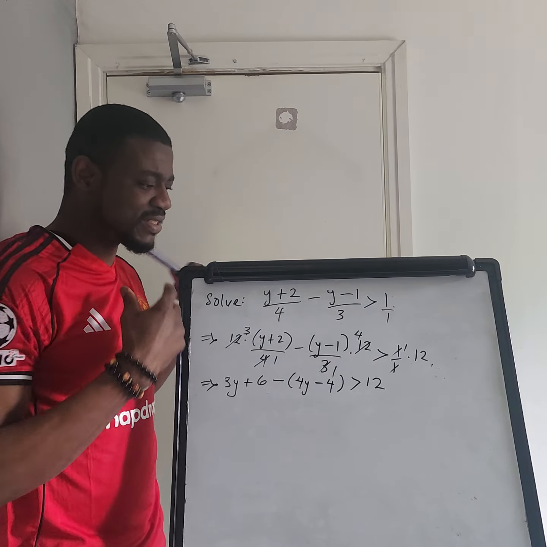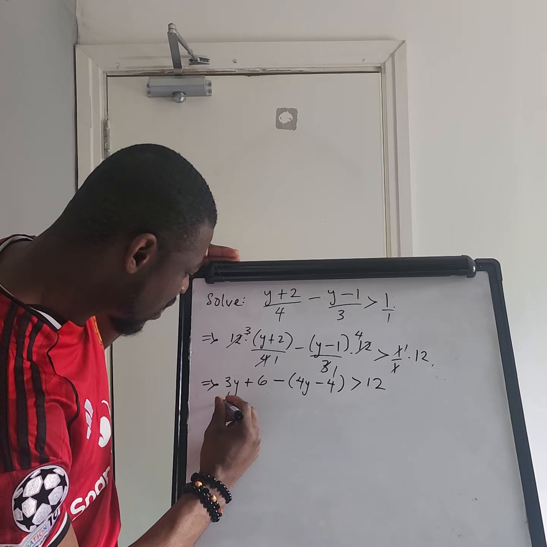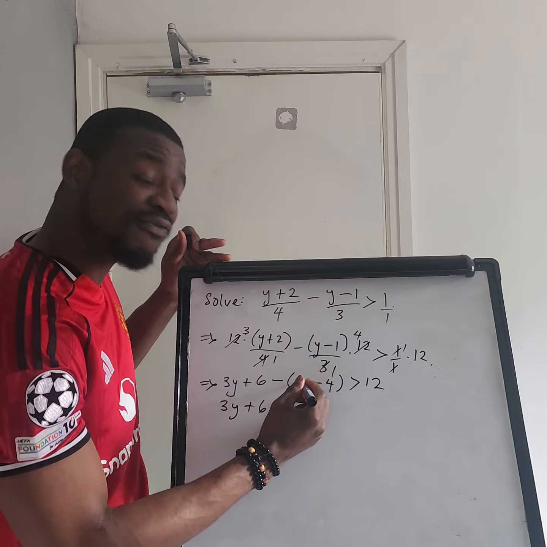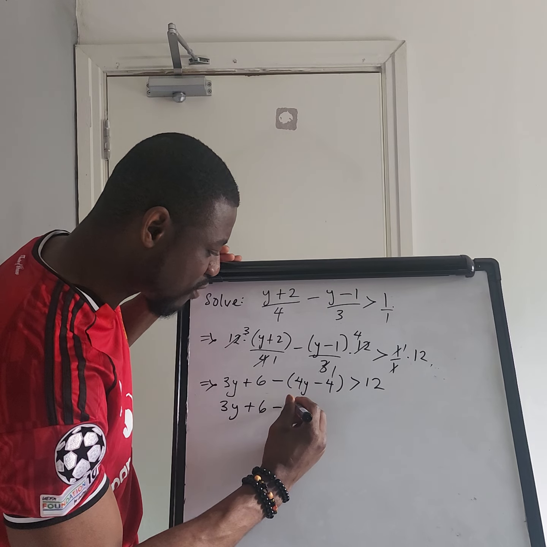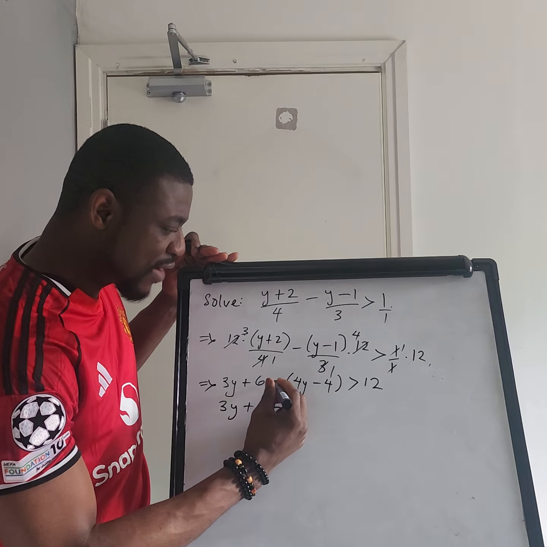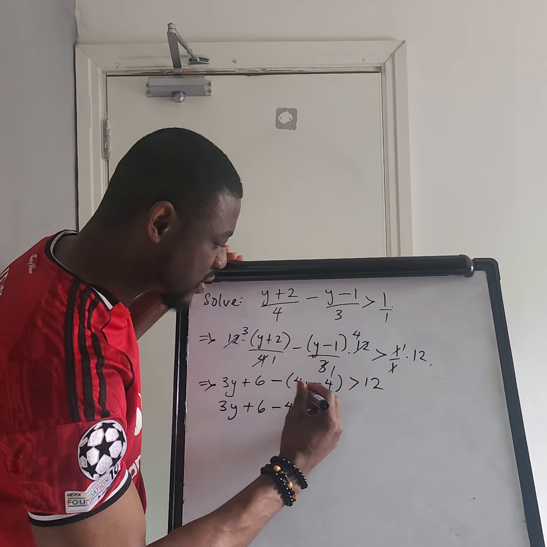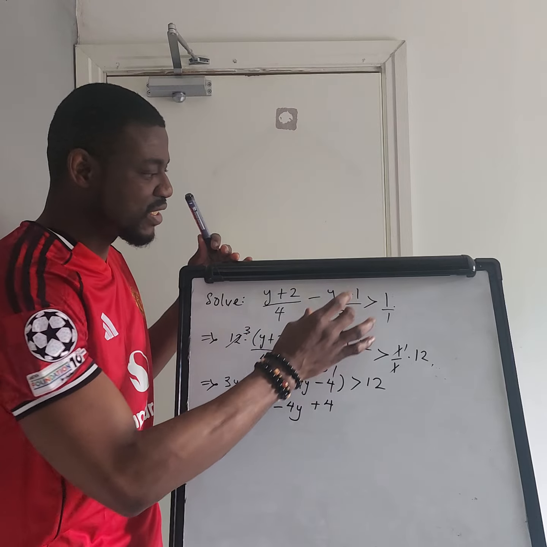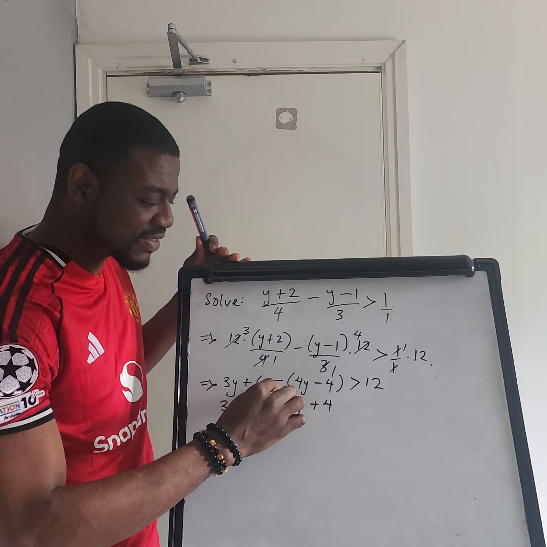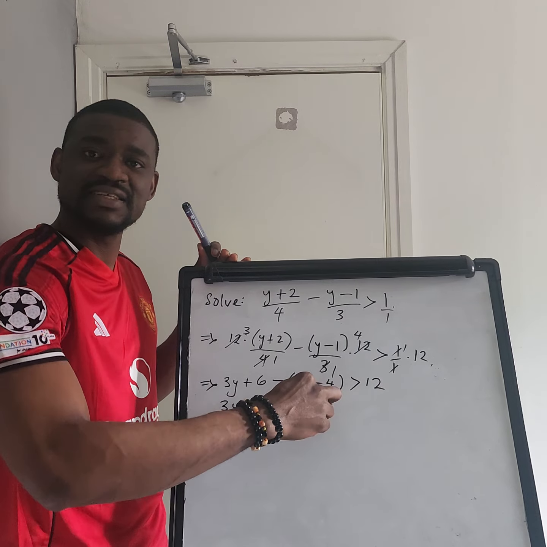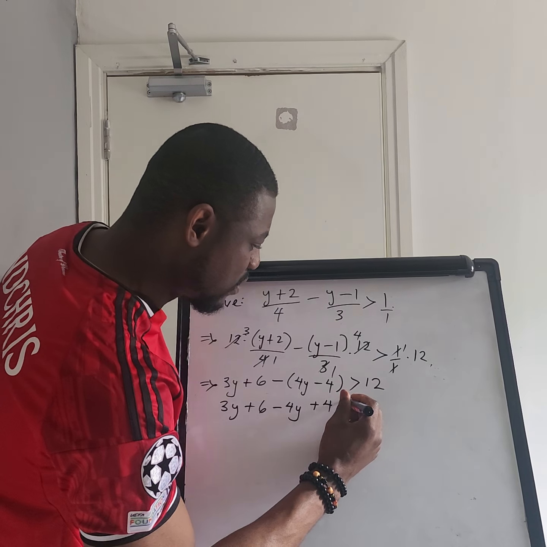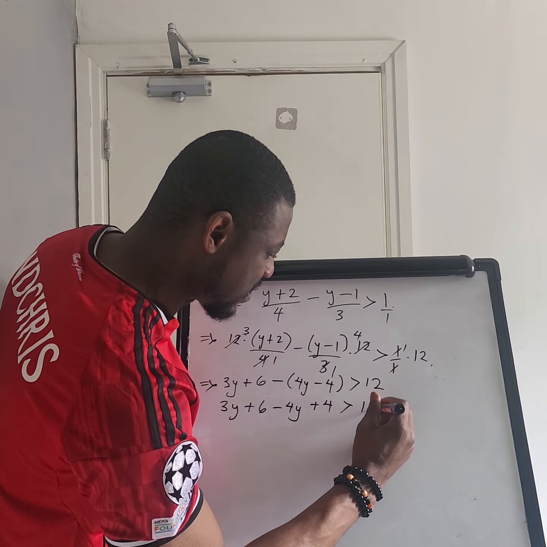What do I do next? I'm going to have 3y plus 6 minus times 4y will give me minus 4y. Minus times minus is plus. That will give me 4. Have you seen why I had to enclose these two with a bracket? The negative sign here has affected this sign here. And then we are left with this.